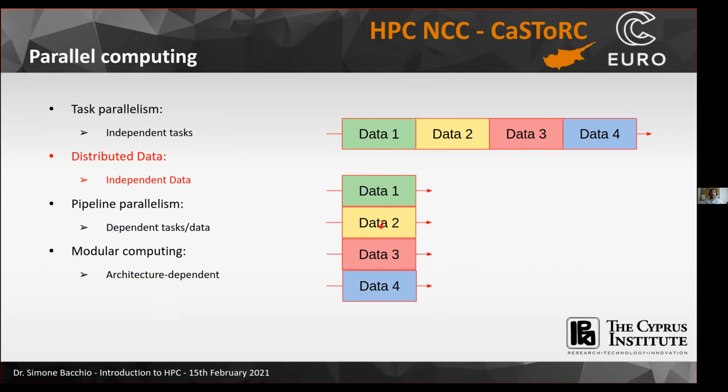Okay, so what I was saying. Now let's have a look at how we use these supercomputers. Here I'm going to explain four that I think are all the kinds of computing paradigms that we use in high-performance computing. These are namely task parallelism, distributed data, pipeline parallelism, and modular computing.